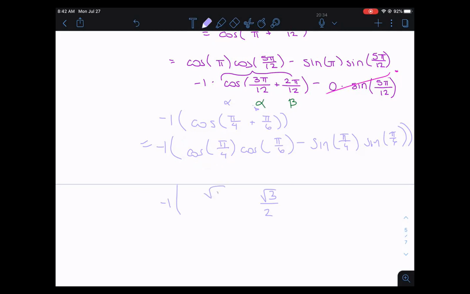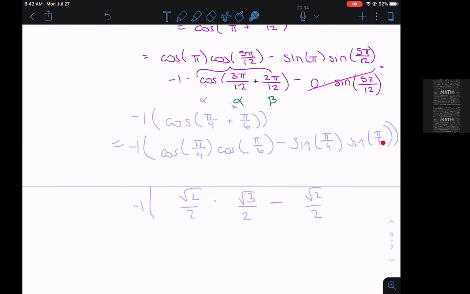Yes. So you have the square root of 2 over 2. Cosine of pi over 4 is the square root of 2 over 2. Cosine of pi over 6 is the square root of 3 over 2. And then this is going to be minus sine of pi over 4. That's also the square root of 2 over 2. And then sine of pi over 6.